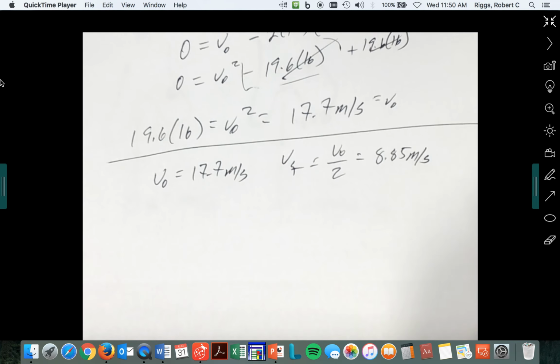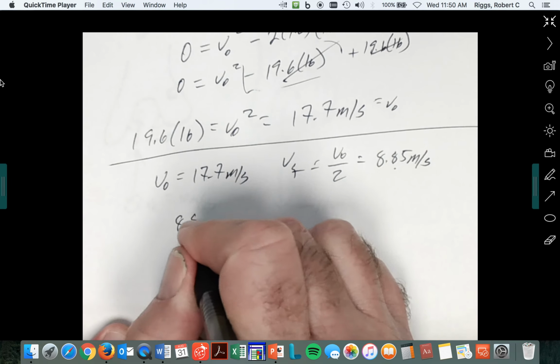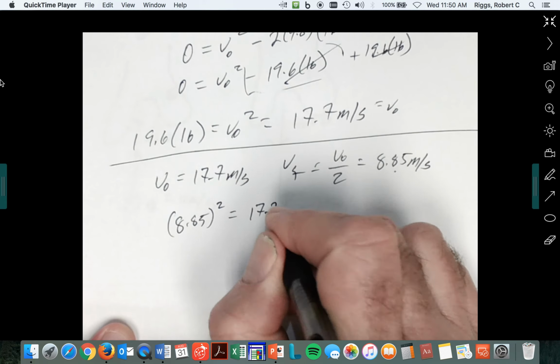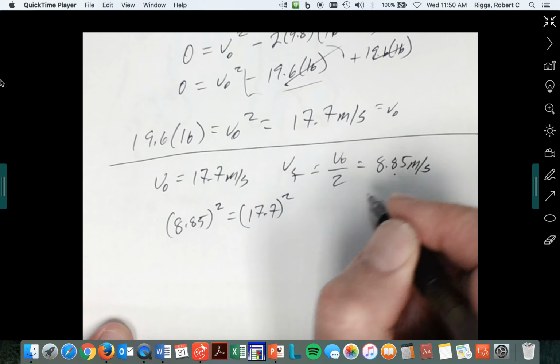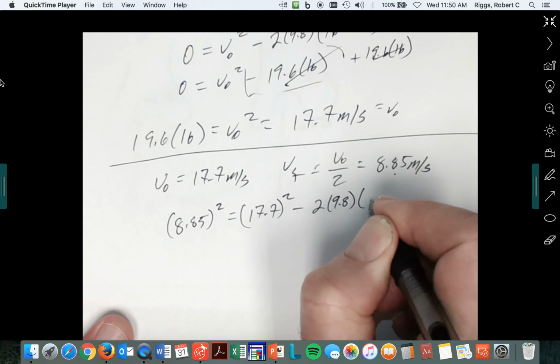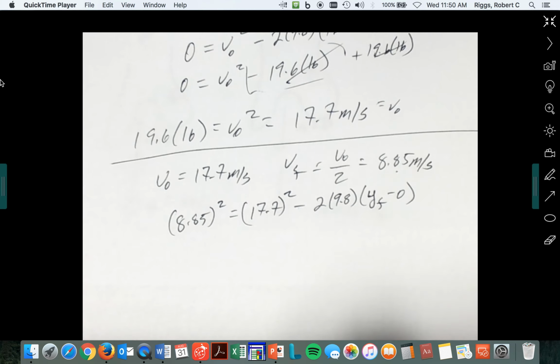I know the acceleration. What was I supposed to find? At what height? So I've got to find the height. I've got to find the time it took to get here. Or actually, some of you go, wait, can't you just do this? 8.85 squared is equal to 17.7 squared minus 2 times 9.8 times y final minus 0. Yeah, I can do that. That'll work.